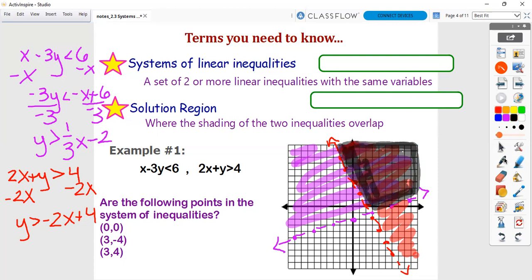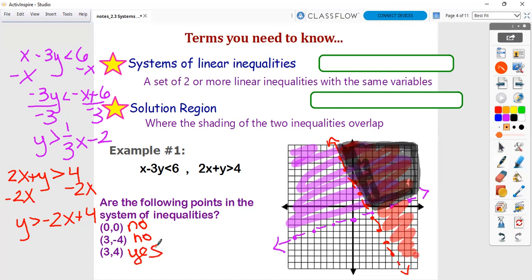So now let's look. Are the following points in the system of inequalities? Is 0, 0 in the system of inequalities? And that answer would be no, because it's not in the shaded region, the overlapping shaded region. Is 3, negative 4? So 1, 2, 3, 1, 2, 3, 4. No, that's not in any shading. And the point 3, 4 up here, yes, that is in the overlapping shaded region.